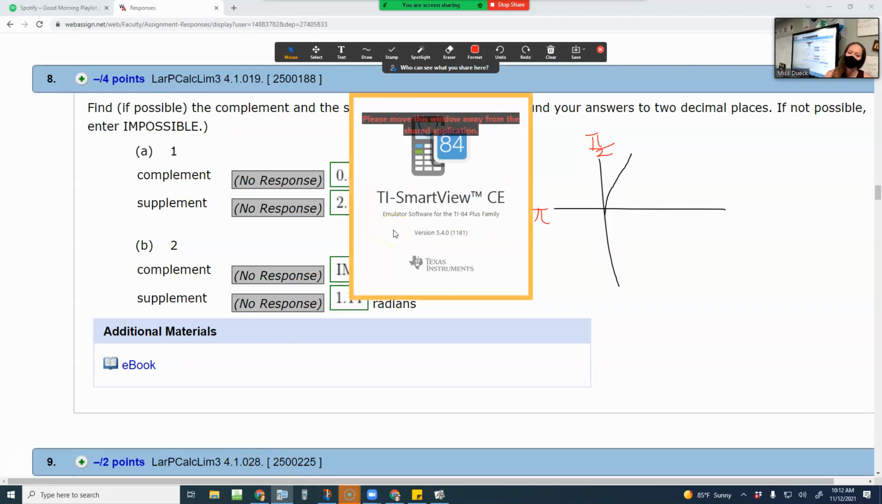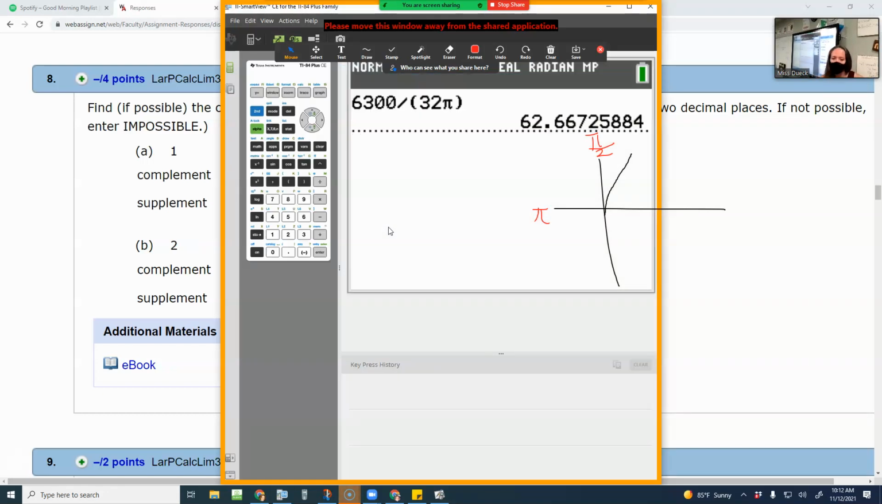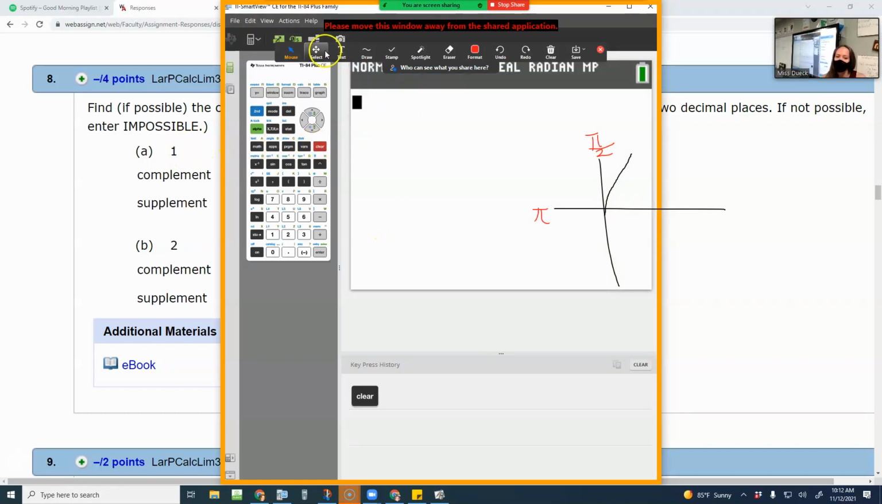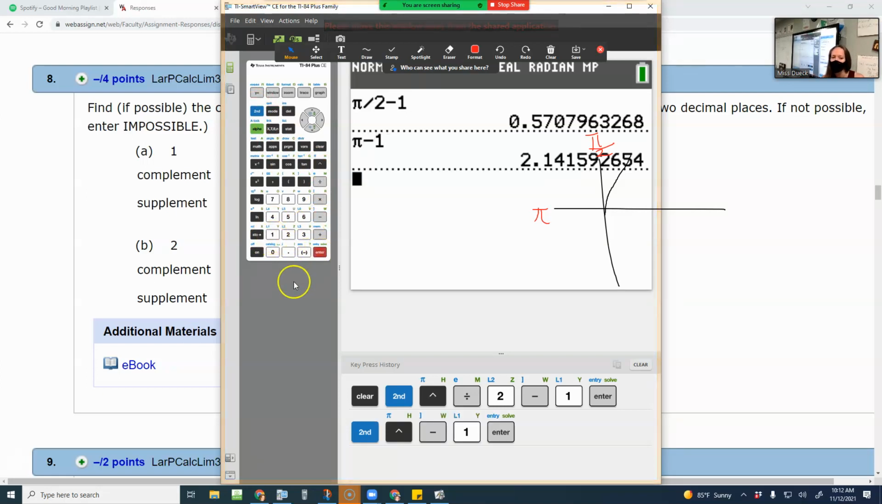So if I just go to my calculator real fast, if you want to think about geometry, your brain probably remembers 90 minus and 180 minus. So you just have to take that into radian form. Pi over 2, which is 90, take away that 1 radian, and I have the first decimal. Or pi, which is like 180, take away that 1 radian, and that'll get me the other one.